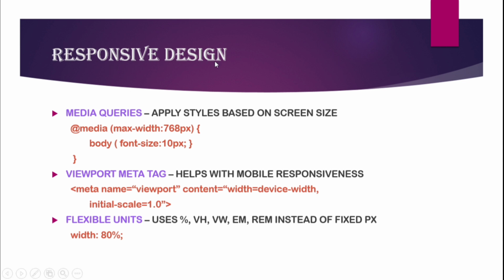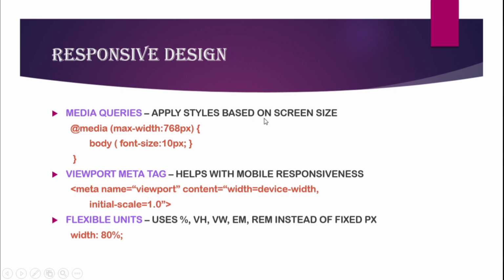Then we have the viewport meta tag, which is also used. As I told you in the meta tags, viewport is also used. That is content. You can mention width equal to device width, initial scale equal to 1. It is nothing but, by mentioning the device width, it will take the entire width of the particular device that we are using. Like if we are using the mobile, then it will take the mobile screen size, and if you are using the laptop, it will take the laptop screen size.